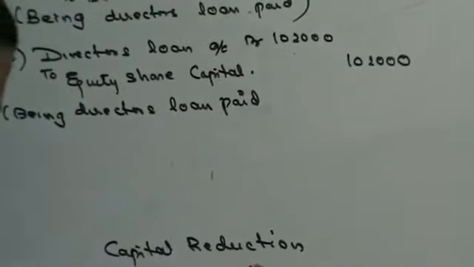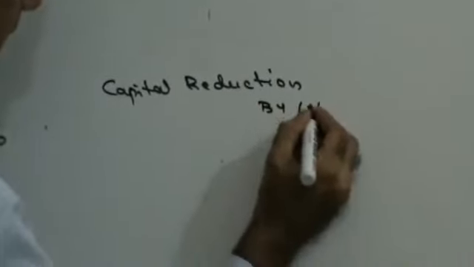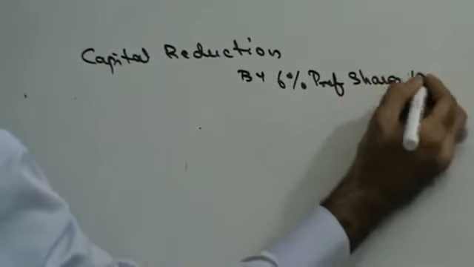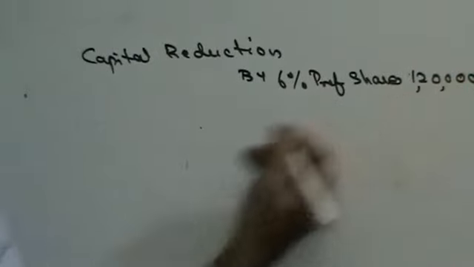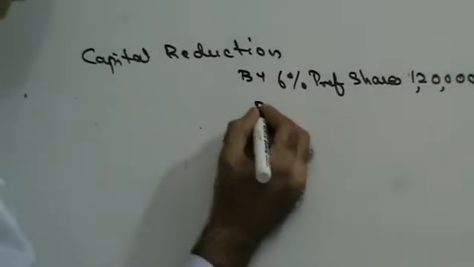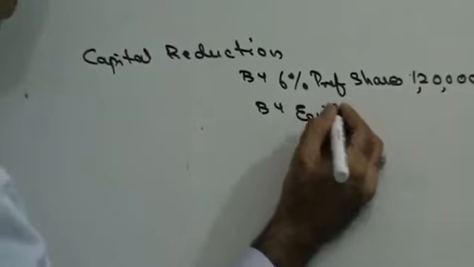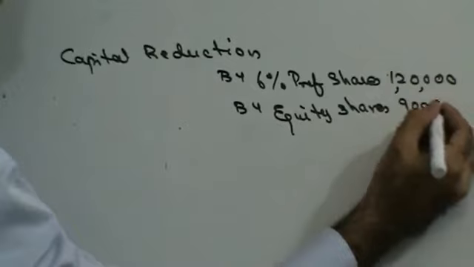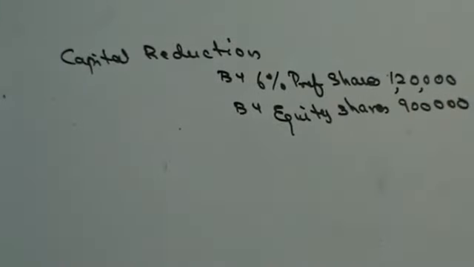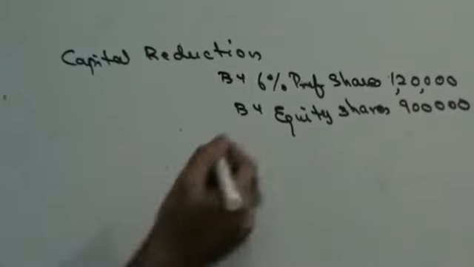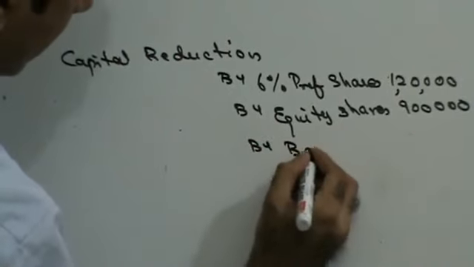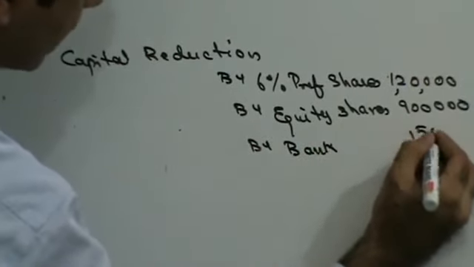Capital reduction on the credit side by 6% preference shares, 1,20,000. Credit side by equity shares, amount is 9 lakhs. Then you have capital reduction on the credit side by bank, 1,50,000.